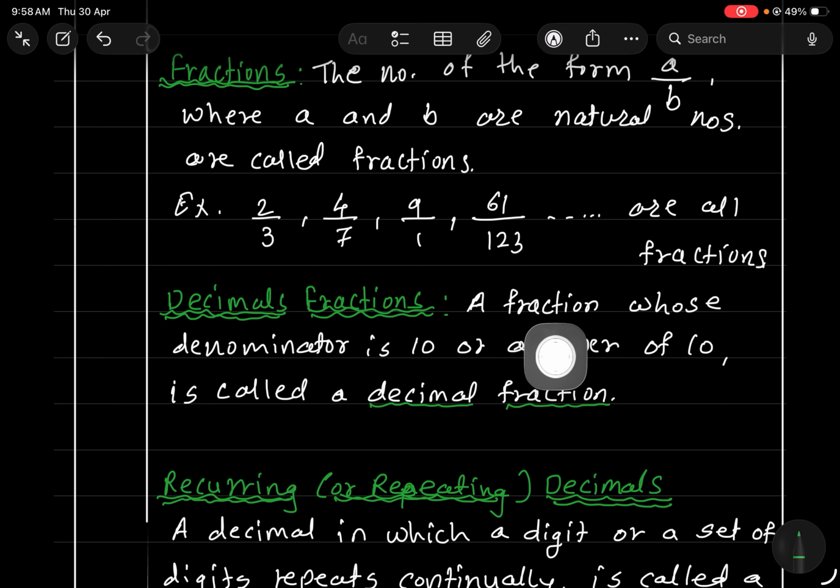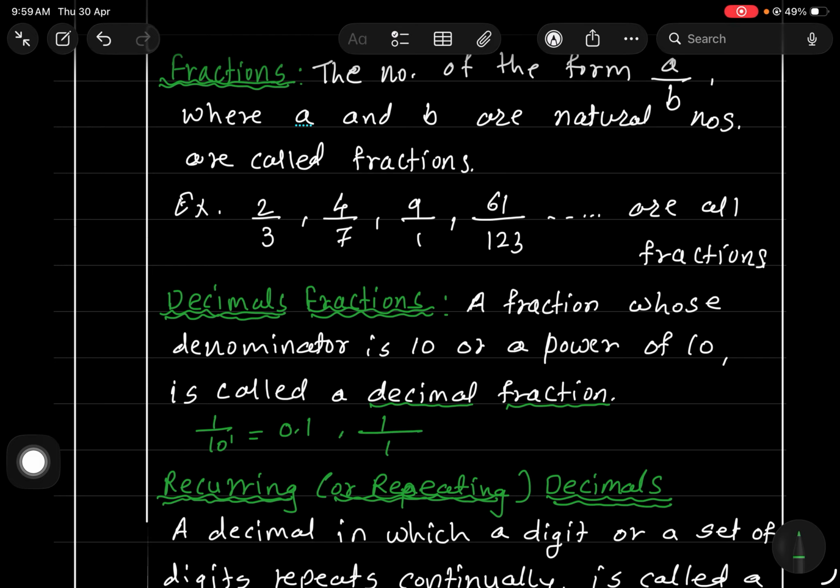Then decimal fractions: a fraction whose denominator is 10 or a power of 10. Power of 10 means what? 10, 10 square, which means 100. 10 cube means 1000. Then it's called a decimal fraction. Suppose, for your explanation, if the power is 10, it is a decimal point, meaning the answer comes like that, in decimal form.